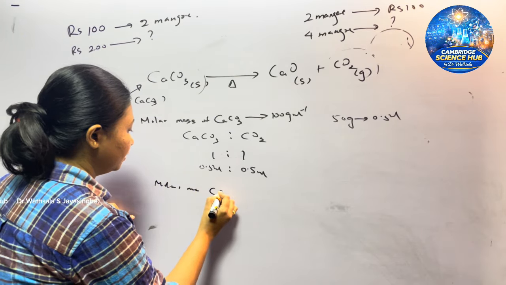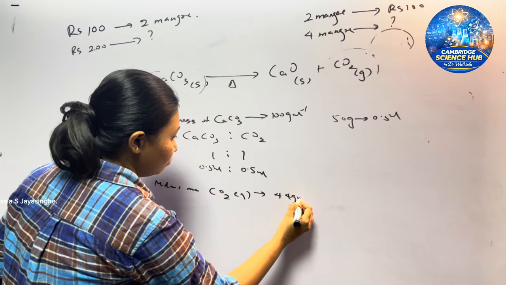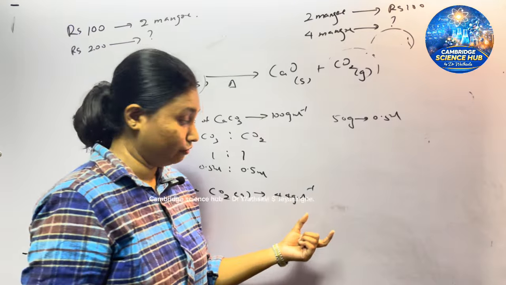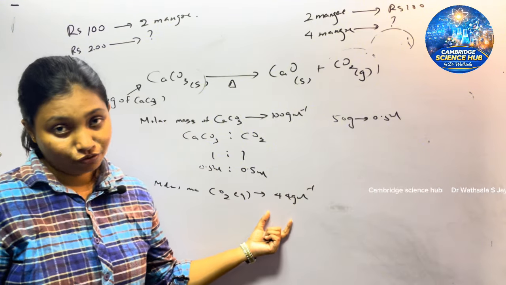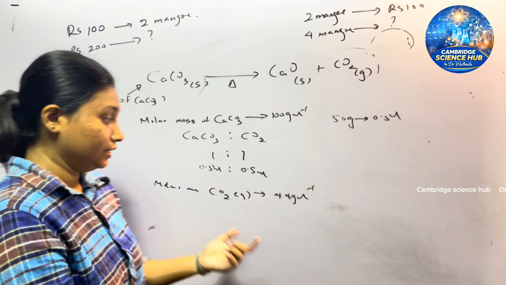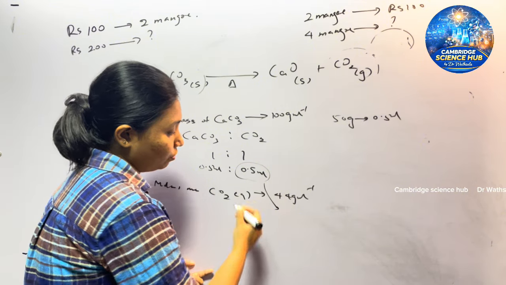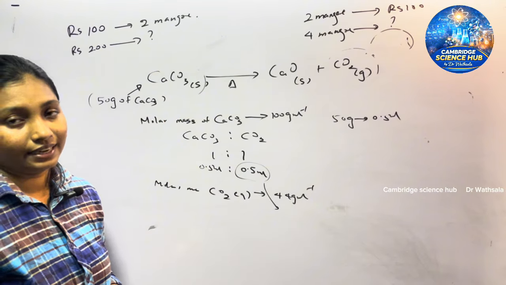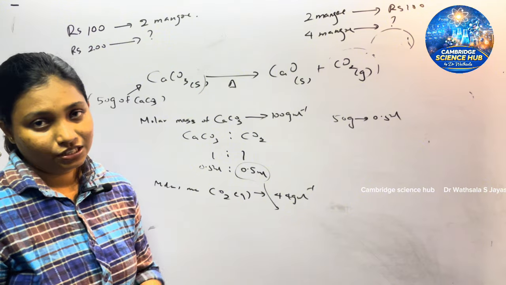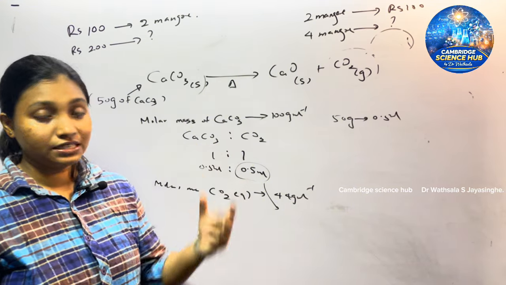Then again you found the molar mass of what they ask, carbon dioxide gas, which was 44 grams per mole. That means 1 mole contains 44 grams, or 44 grams contain 1 mole. Then you found that 0.5 mole is there, so you found the mass of carbon dioxide gas emitted. Likewise, you find it for calcium oxide. So this is a very simple thing, based only on the molar mass and the balancing of the formula.